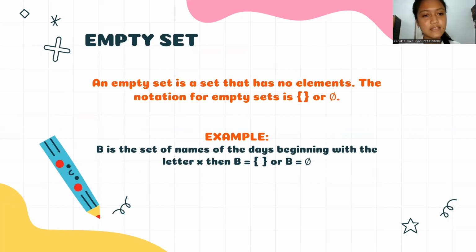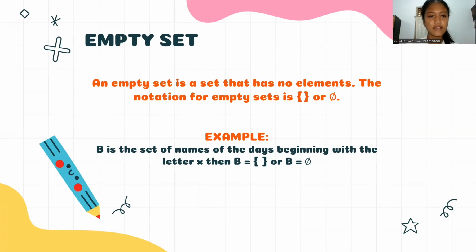Okay, for the next concept, empty sets. What is an empty set? An empty set is a set that has no elements. The notation for the empty set is curly braces or the empty set symbol. This is in the slides. For example, B is the set of names of days beginning with the letter X. Then B is an empty set, or B is equal to the empty set in this notation.